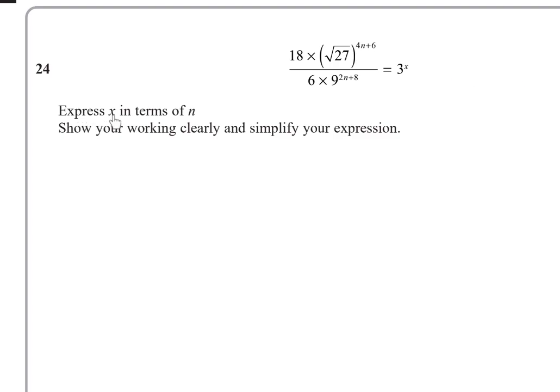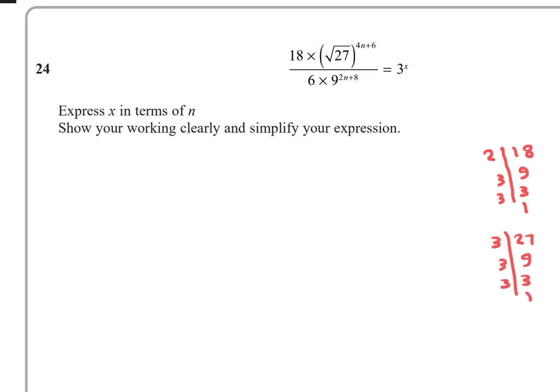24. Express x in terms of n. Show your working clearly and simplify your expression. So factorize all the numbers. 18 divided by 2 equals 9. Divide by 3 equals 3. Divide by 3 equals 1. 27 divided by 3 equals 9, divided by 3 equals 3, divided by 3 equals 1.